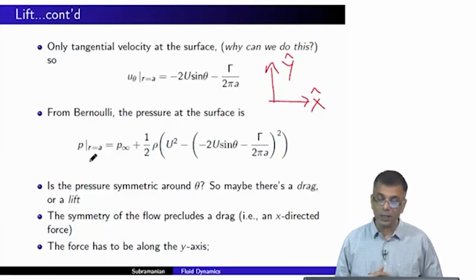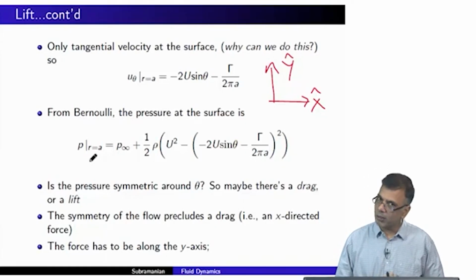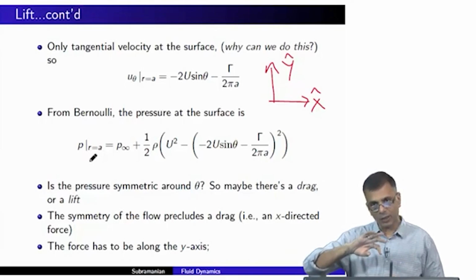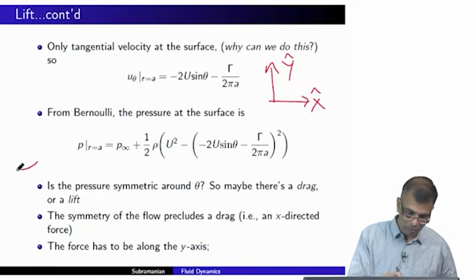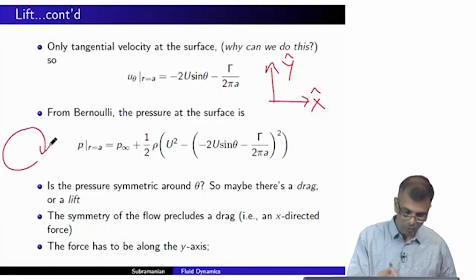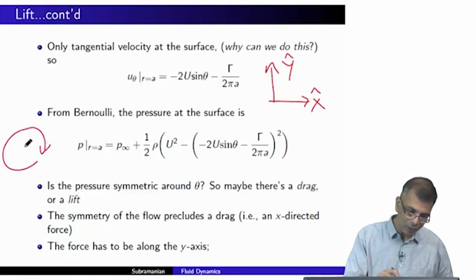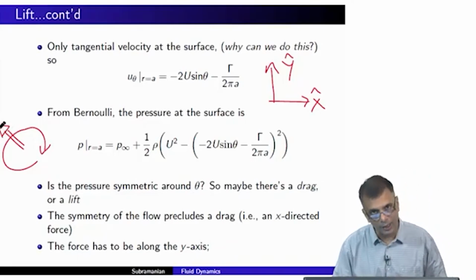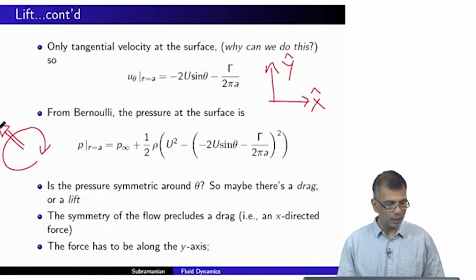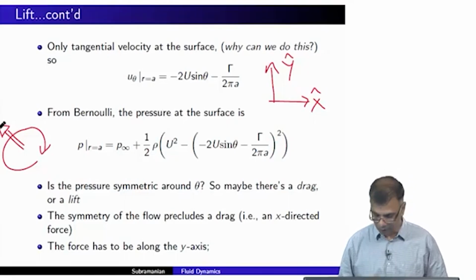Now, it turns out that we can actually compute the lift. So what are we really doing? We are saying that here's a ball that's spinning like so, and as a result, it experiences a lift like this. That's what we are really saying. And we are now trying to compute the magnitude of this lift.